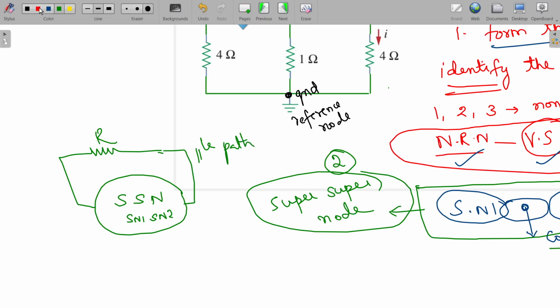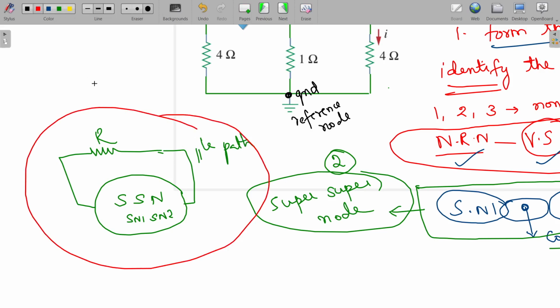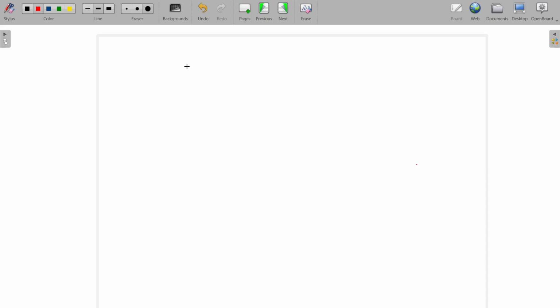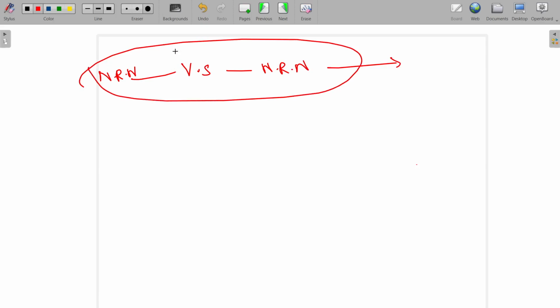Then you can combine them also and you can form another supernode. This is how we do the formation, right? So I summarize it. You have the voltage source. These voltage sources are available in between non-reference nodes. Then you can combine them together to form the supernode.